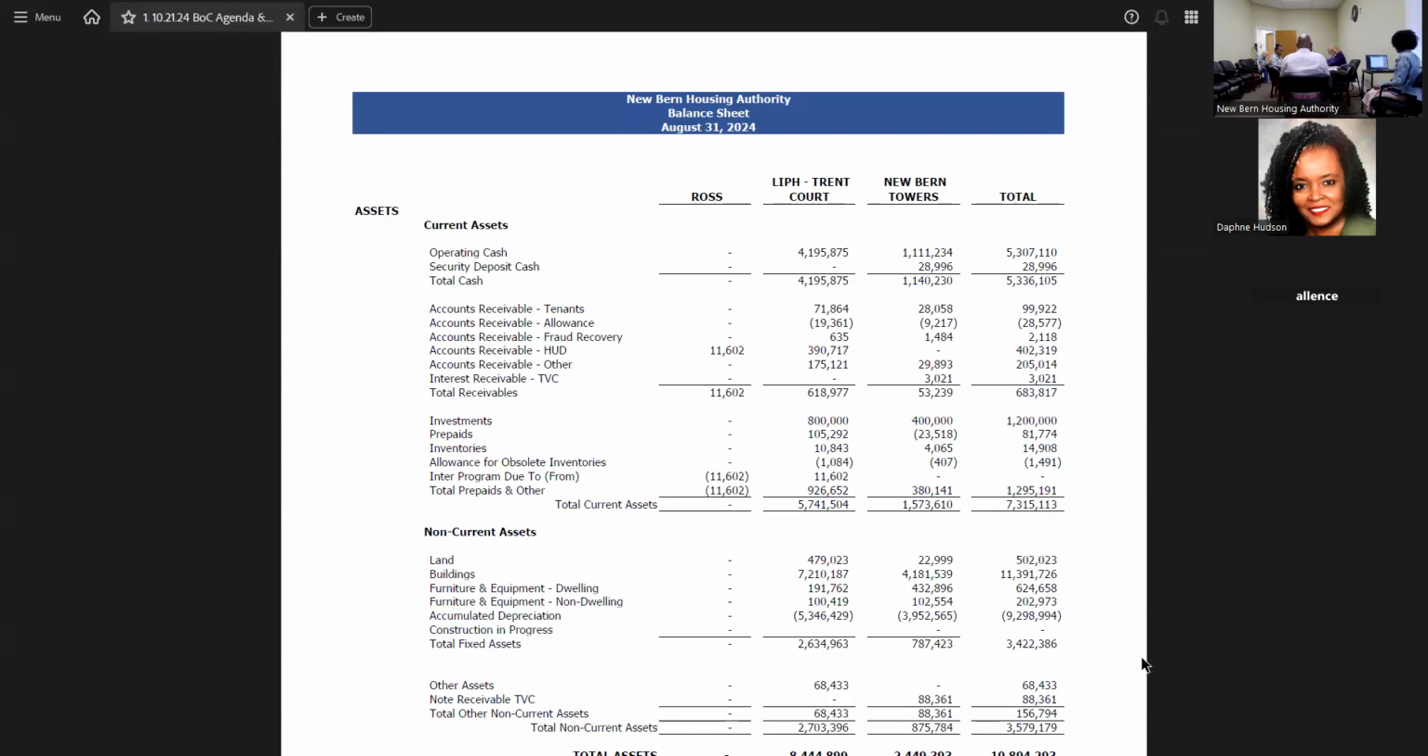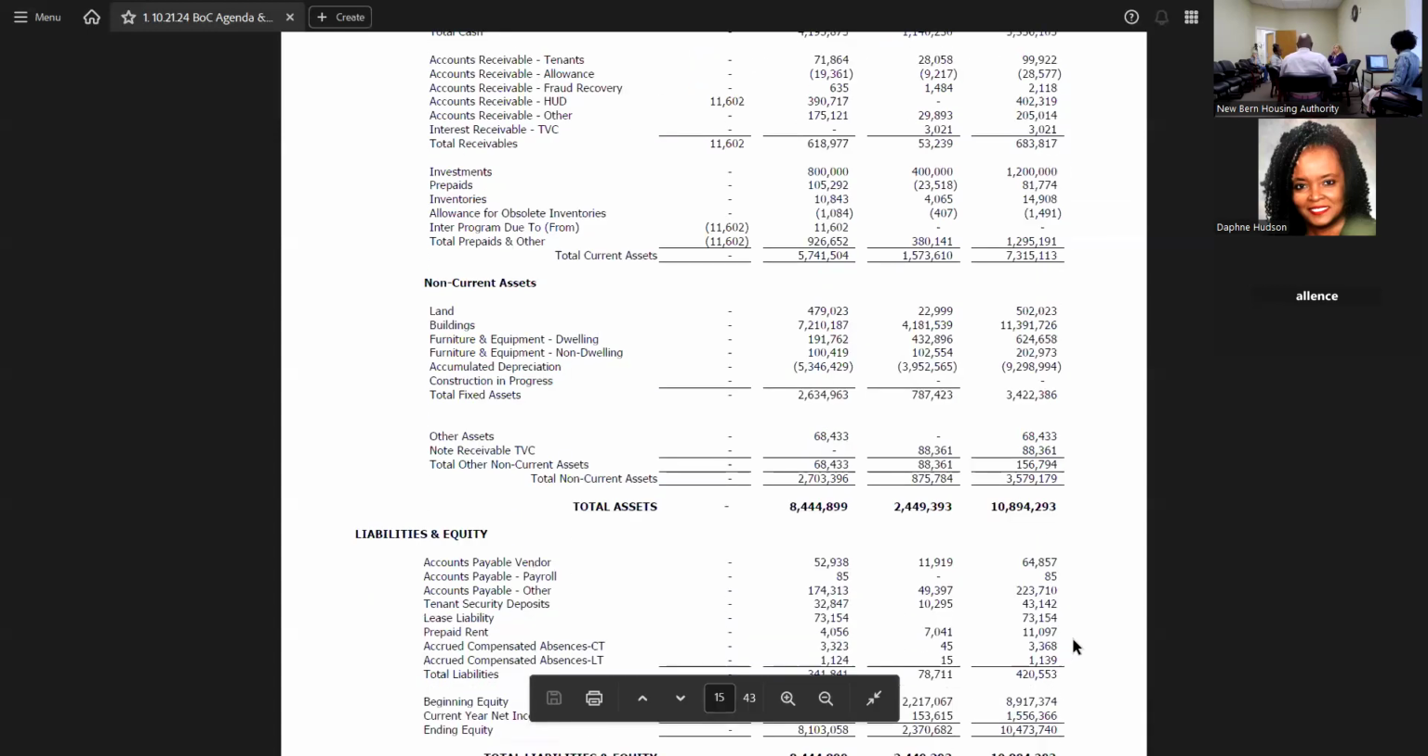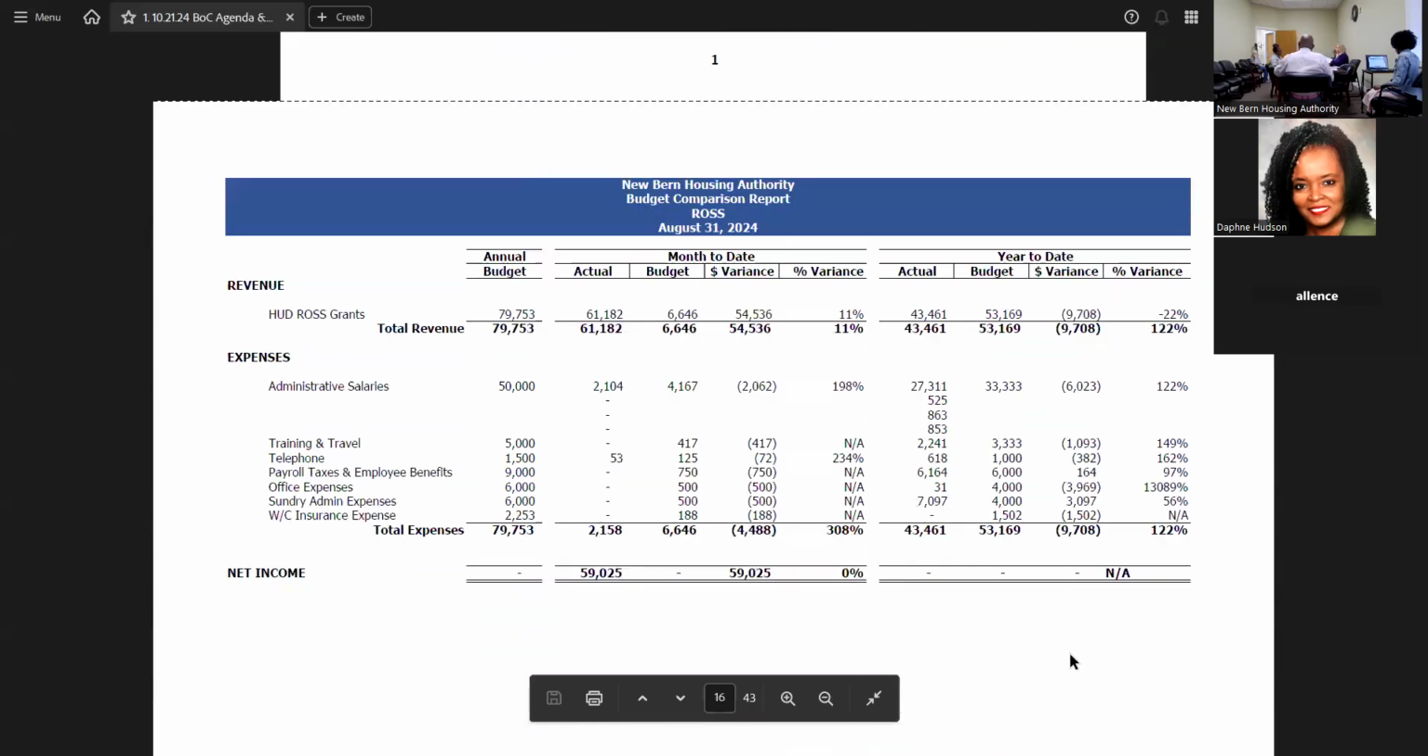I tried to separate it out into categories that would make sense. I didn't see anything that stood out too much when I was going through this, but I will allow if anybody has any questions about anything. No, ma'am, not on the balance sheet. Okay. So the next page should be, I believe, the Ross budget variance.